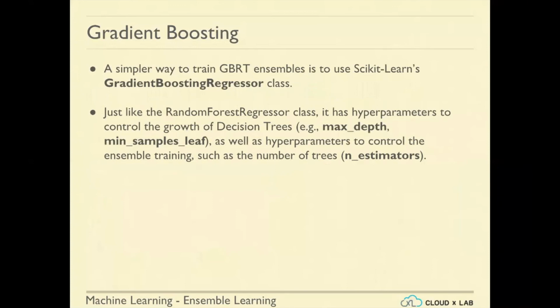A simpler way to train gradient boosting ensembles is to use scikit-learn's gradient boosting regressor. And gradient boosting is generally used for doing regression, while AdaBoost is generally done for classification.